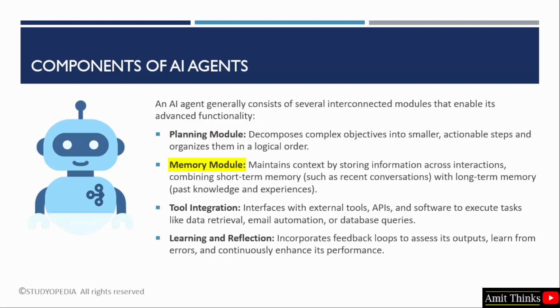The second one is memory module. It preserves context by storing information across interactions. It blends short-term memory with long-term memory. Here short-term memory means recent exchanges, whereas long-term memory includes accumulated knowledge and experiences. That is past knowledge and experiences.